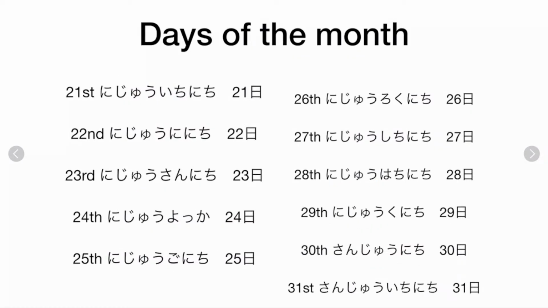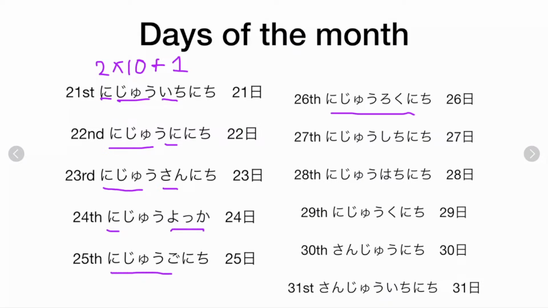And then from 21 to 31, it's the same pattern. Niju ichi nichi. So 2 times 10 plus 1, 21. Right? Niju ni nichi, niju san nichi, niju yokka, niju go nichi, niju roku nichi, niju shichi nichi, niju hachi nichi, niju ku nichi, sanju nichi, and then the 31st continues the pattern, sanju ichi nichi.